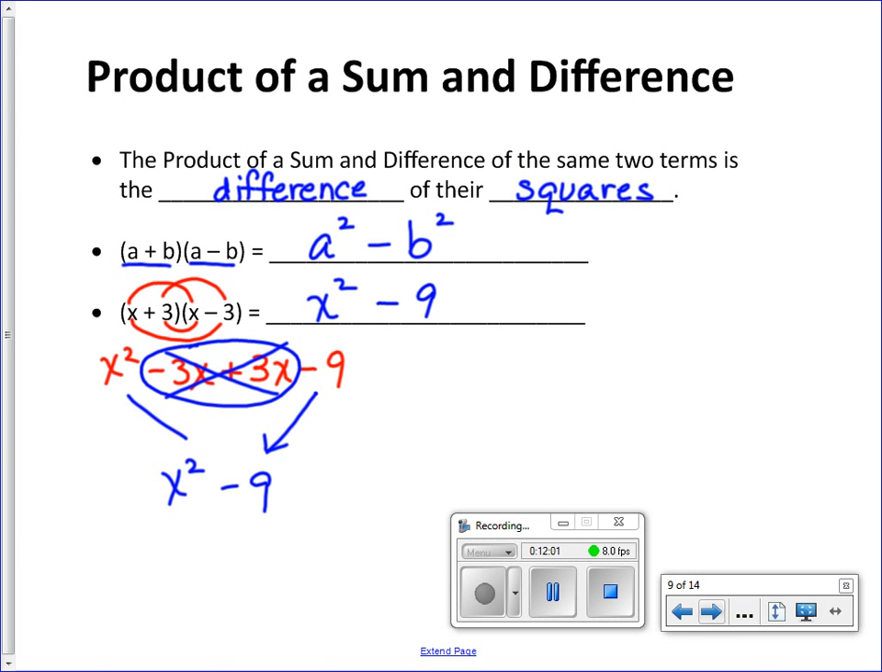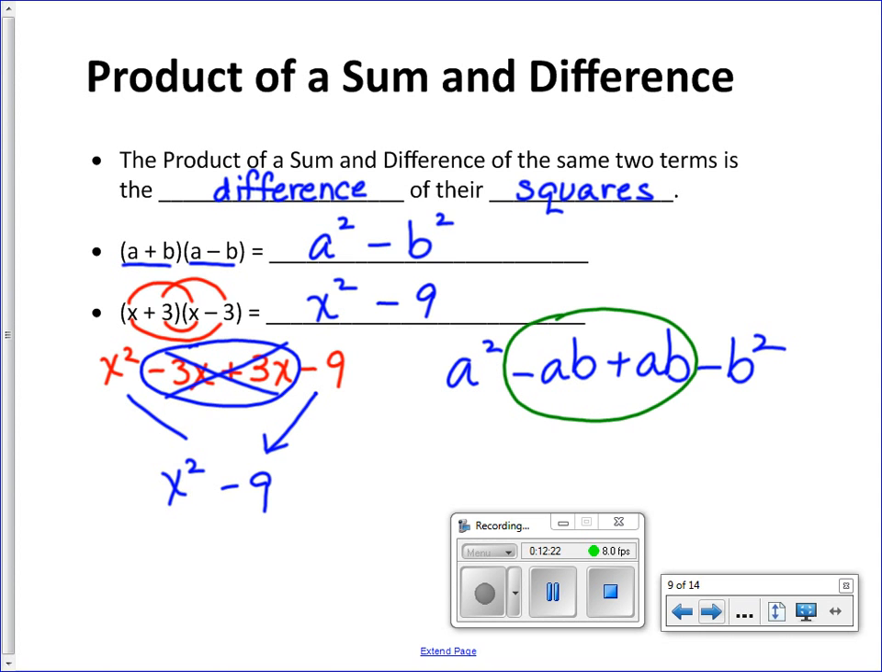This happens on the first one too. If you FOIL a plus b times a minus b, you get a squared minus ab plus ab minus b squared. And so the middle two terms, the outer term and the inner term, are equal to 0 when you put them together. So once again, you're just left with your first term and your last term, and it's the difference between those two squares.